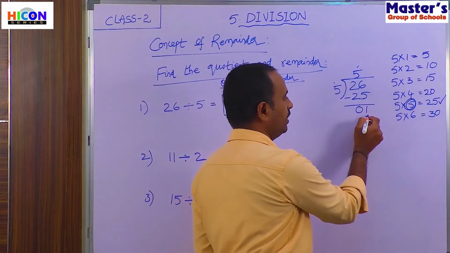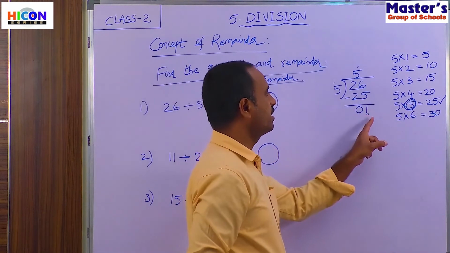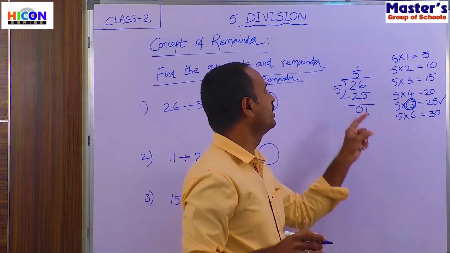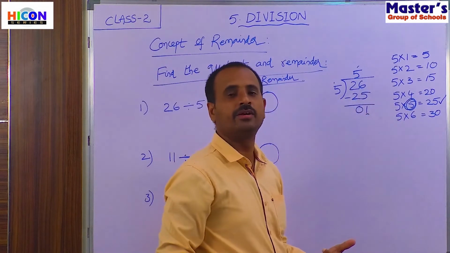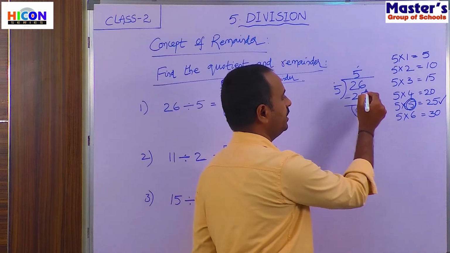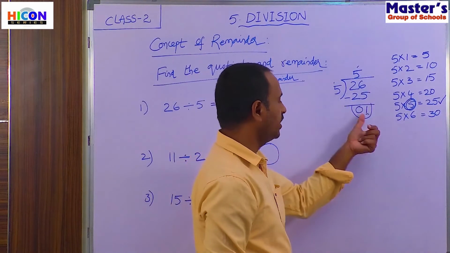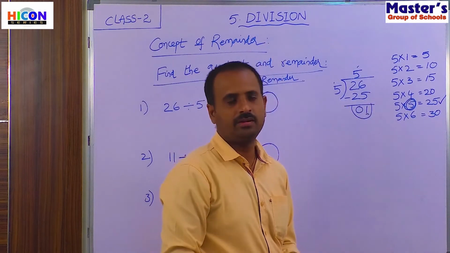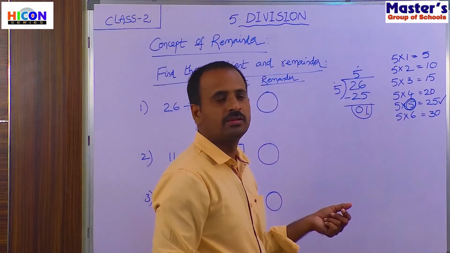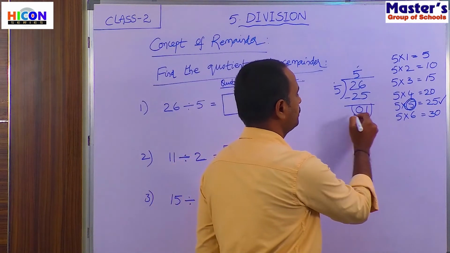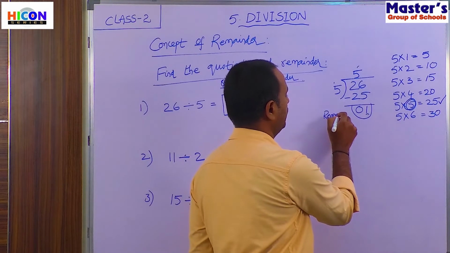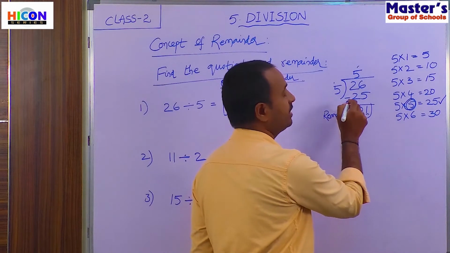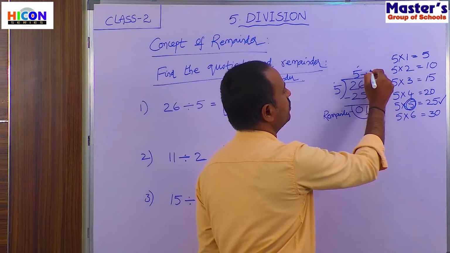So 1 we have. And we did not get 1 in the fifth table. And there are no more digits in the given dividend. So the division has to be completed here. So this 1 is called remainder. What is the remainder here? 1. This 1 is called remainder. And what is the quotient here? This is called quotient.